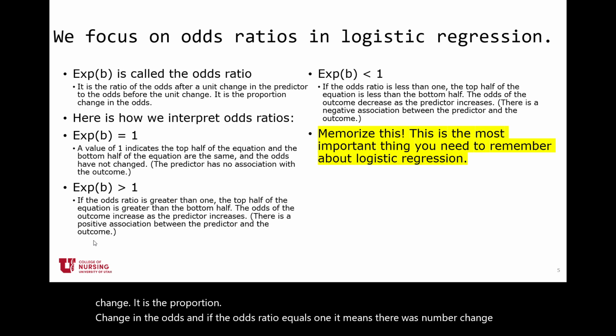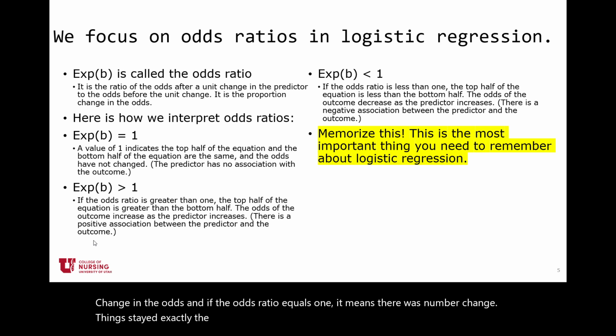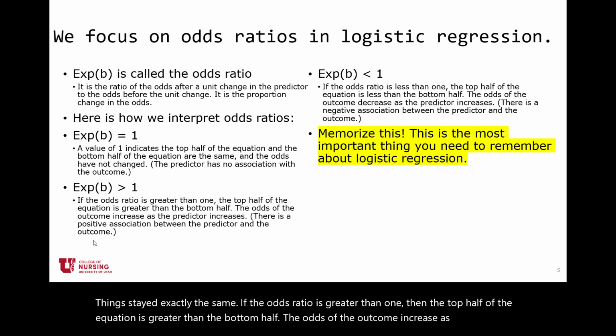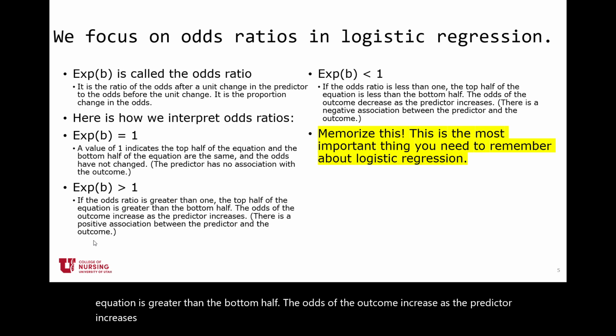Things stayed exactly the same. If the odds ratio is greater than 1, then the top half of the equation is greater than the bottom half. The odds of the outcome increase as the predictor increases. There's a positive association between the predictor and the outcome.